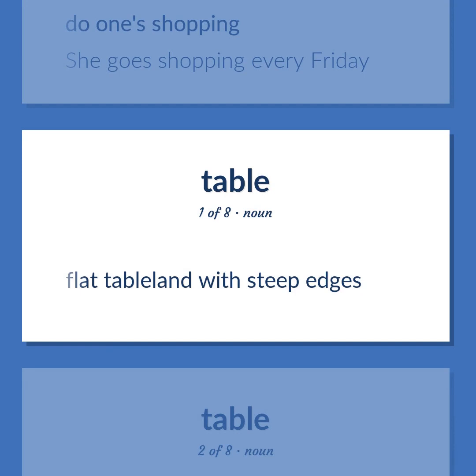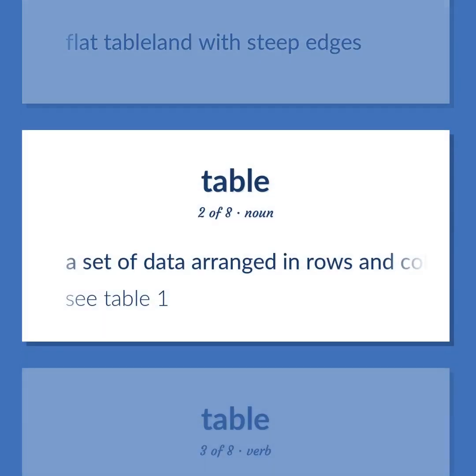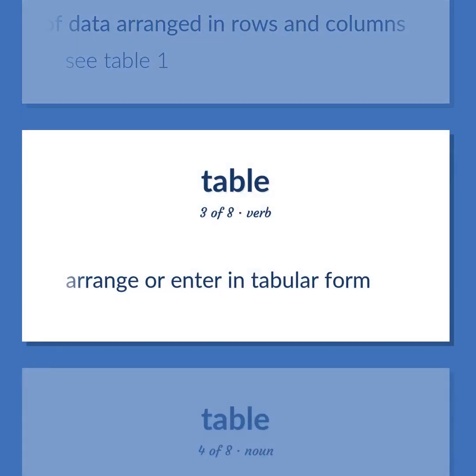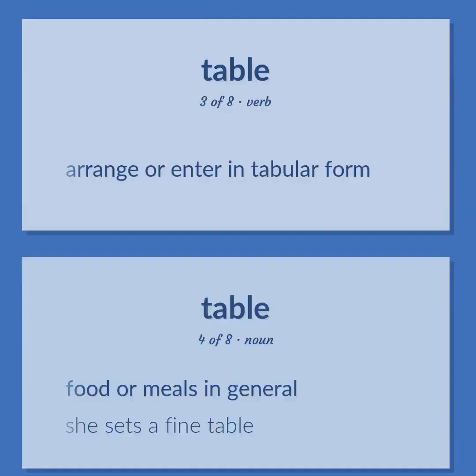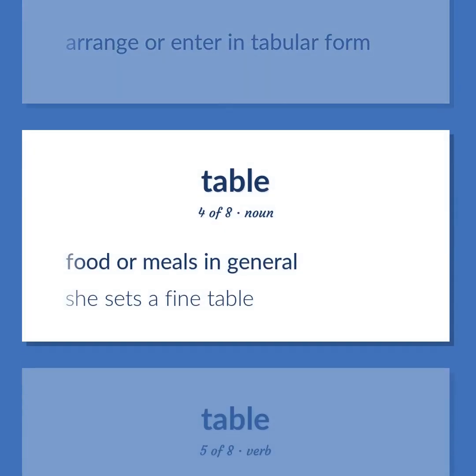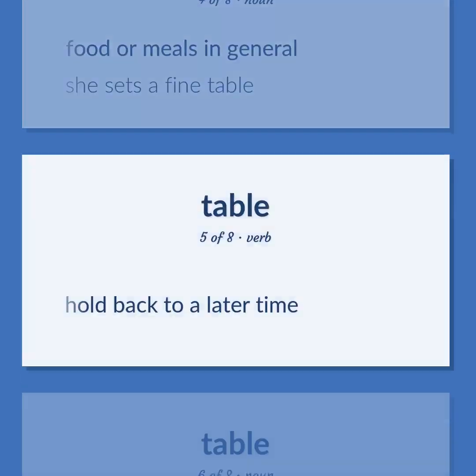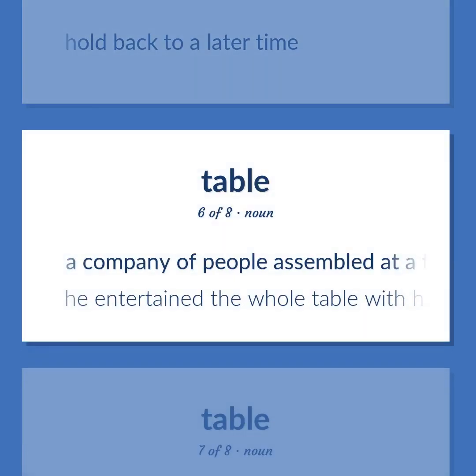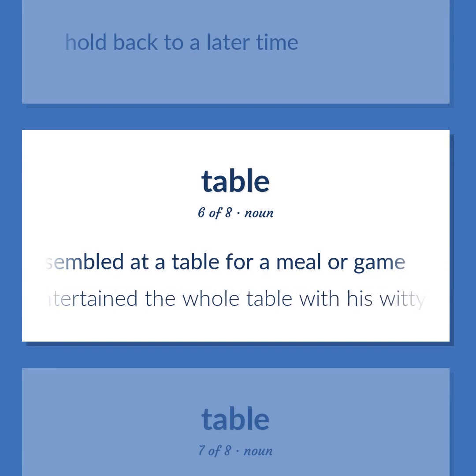Flat tableland with steep edges. A set of data arranged in rows and columns. See Table 1. Arrange or enter in tabular form. Food or meals in general. She sets a fine table. Hold back to a later time. A company of people assembled at a table for a meal or game. He entertained the whole table with his witty remarks.